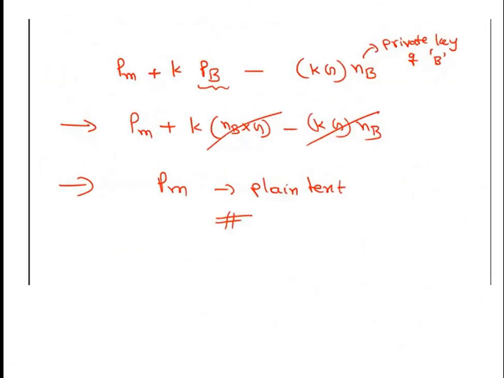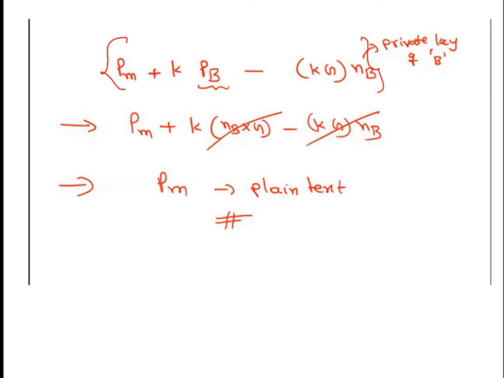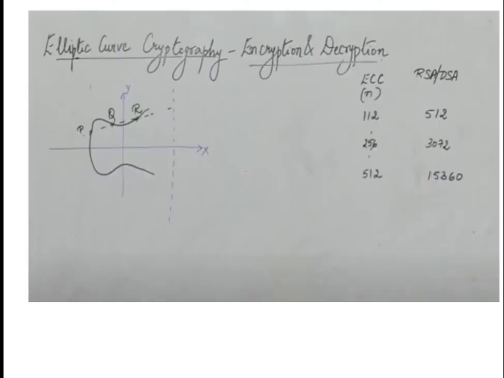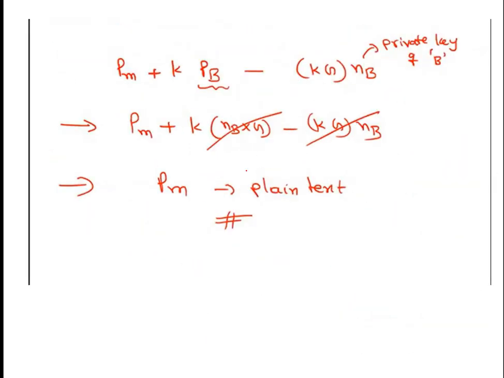Then the same formula which we just went through in the previous algorithm, two steps. You can see here PB we can write as NB into G. Just now we calculated this, the plus and minus got cancelled, and we retrieve the plain text. Right. So this is the encryption and decryption process of elliptical curve cryptography.